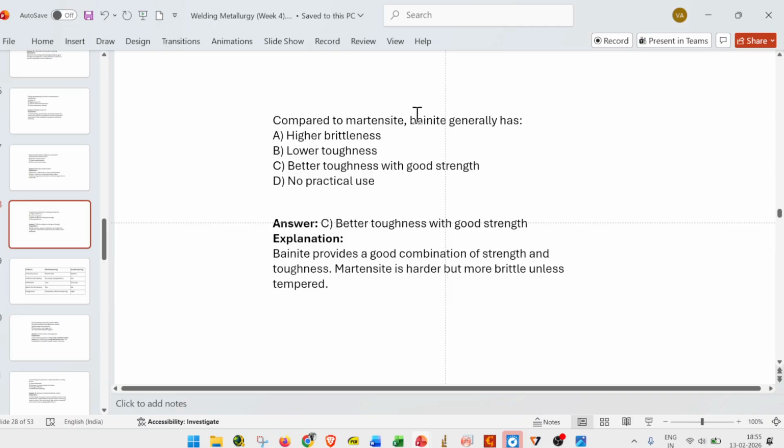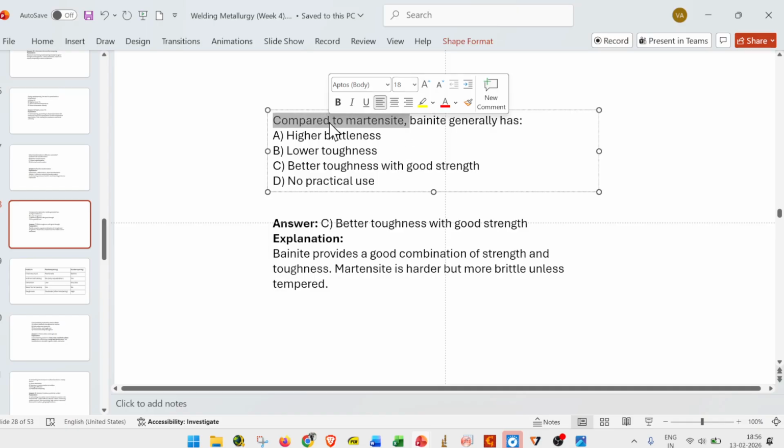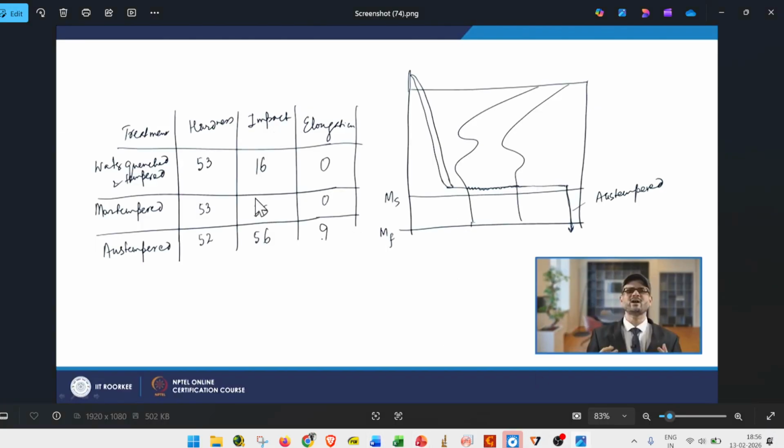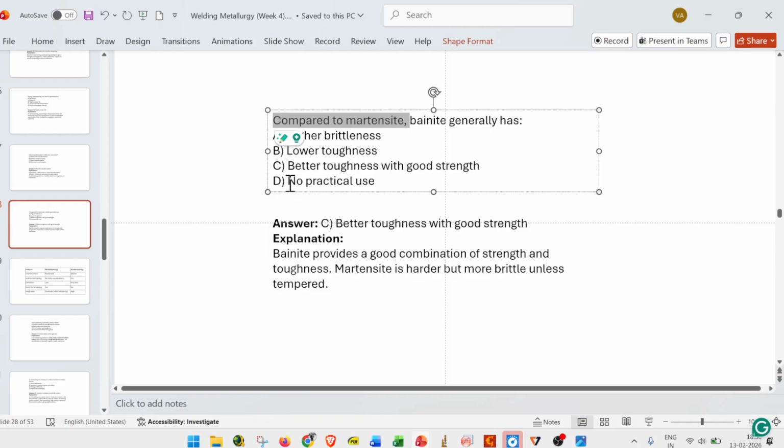Compared to martensite, bainite generally has, as we have seen here, higher impact strength. That is nothing but higher toughness. Okay, so higher brittleness, no. Lower toughness, no. Higher toughness, better toughness, good strength, yes. And no particular use, no. The answer will be C. Better provides both strength and toughness.